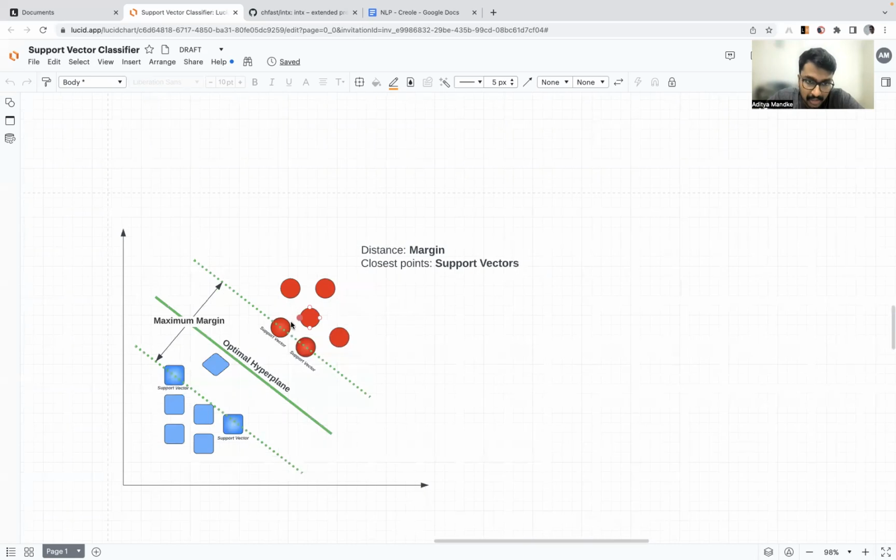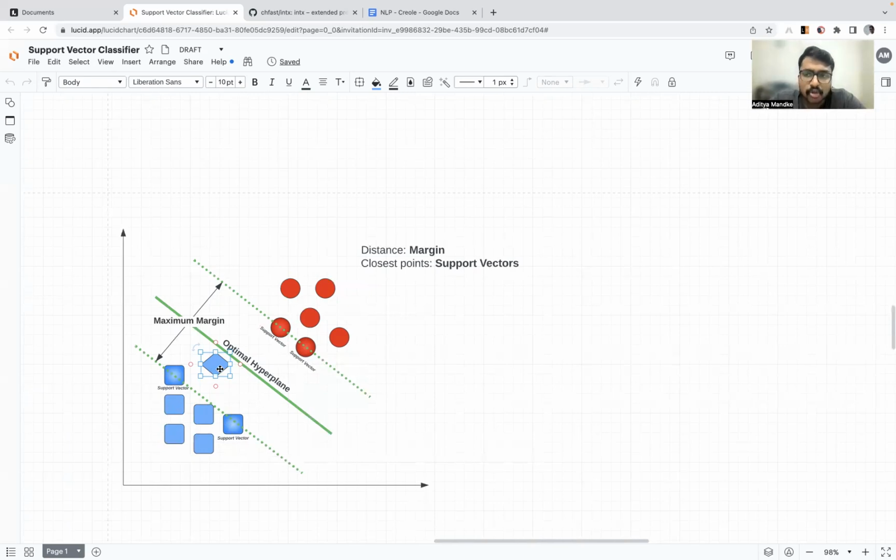For our example, this one and this one, as well as this point and this point, are the support vectors. Since our test point lies to the left of this line, and lies below this line, it will belong to class B.